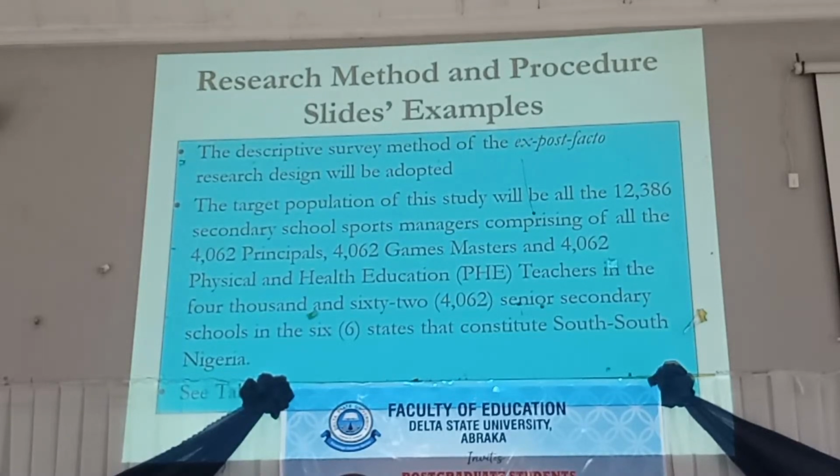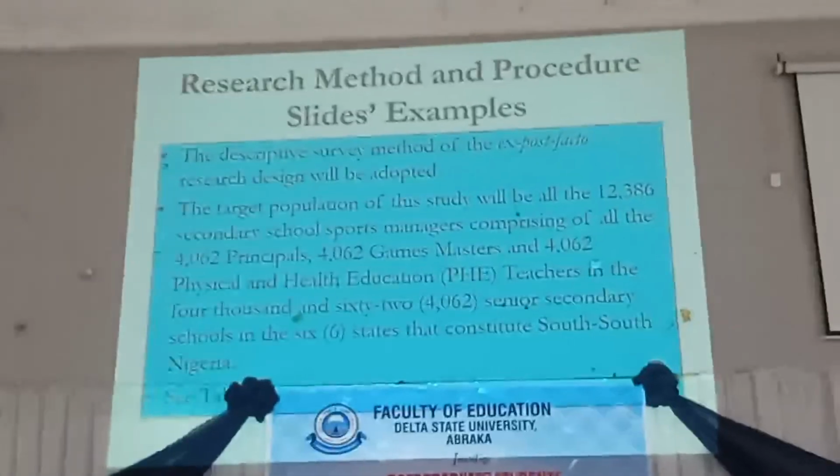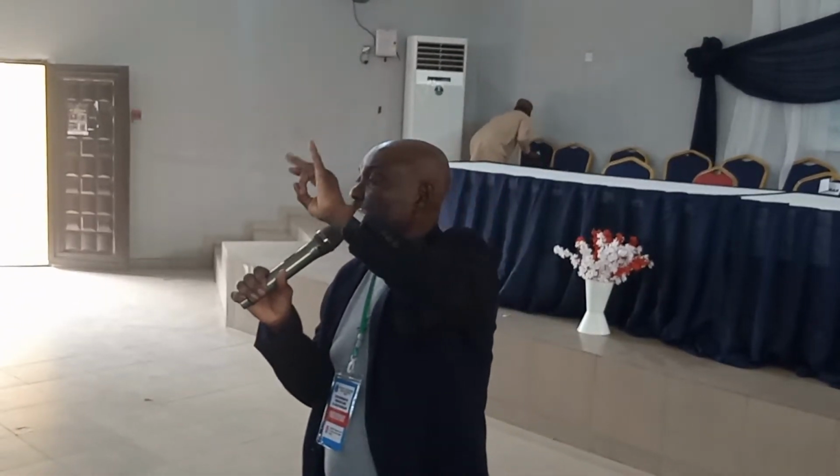Now, one statement on your research design. Two, one statement on your population of the study. Third statement is on your sample and sampling technique. Only one statement. One statement on your method of data collection. And another statement on your method of data analysis.